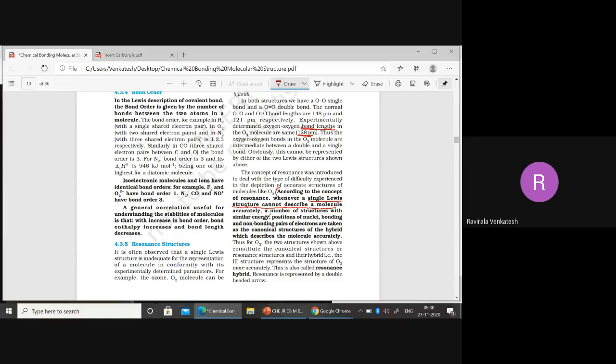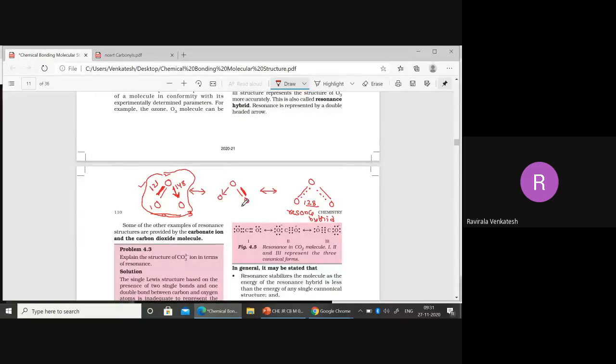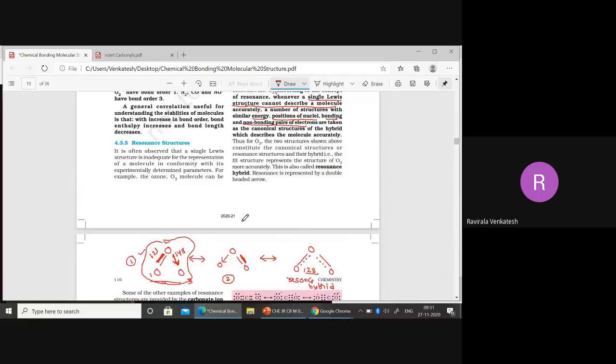A number of structures, that means more than one structure, with similar energy, nuclei positions, and bonding and non-bonding pairs of electrons are taken as the canonical structures of the hybrid, which describes the molecule accurately. That means what happened? How many structures have I taken here? Two structures. Structure number 1, structure number 2. Now in these two structures, the position of the electrons you can't change.